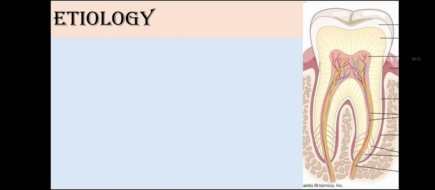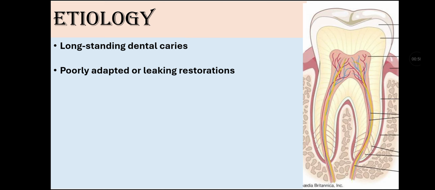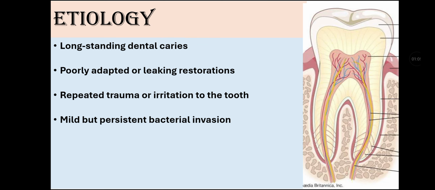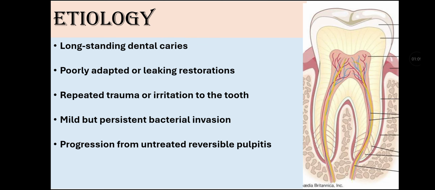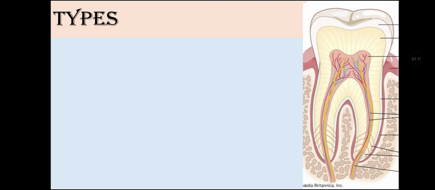Now let's talk about etiology of chronic pulpitis. The etiology may be long-standing dental caries. Poorly adapted or leaking restoration can lead to chronic pulpitis. Repeated trauma or irritation to the tooth, mild but persisting bacterial invasion can lead to chronic pulpitis, and progression from untreated reversible pulpitis can also lead to chronic pulpitis. And cracked tooth or irritation exposing dentine is also a causative agent for chronic pulpitis.